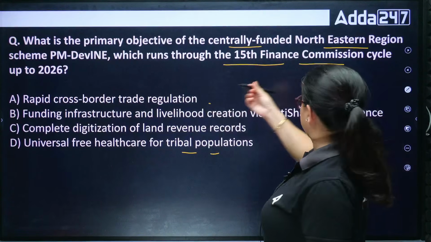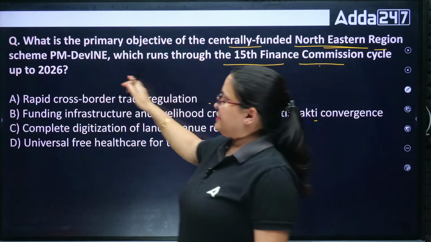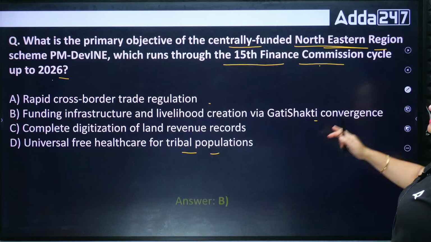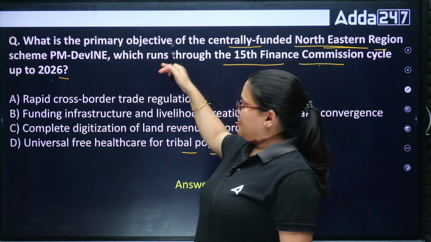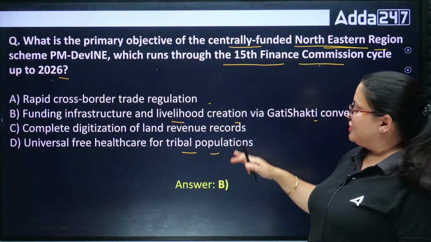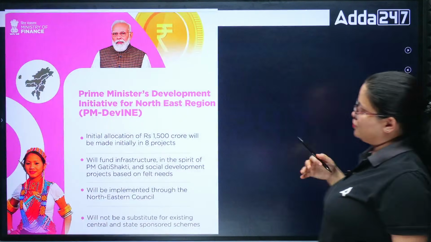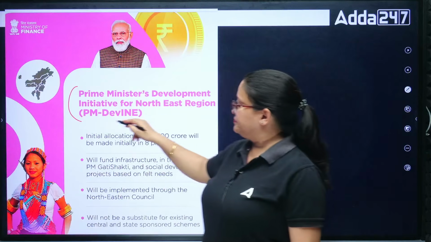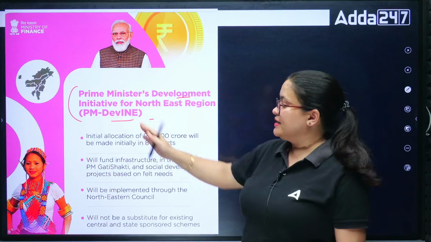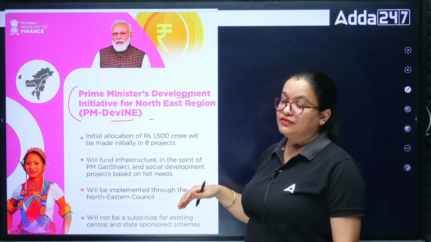So as I have mentioned here, this particular scheme is for the northeastern region only and it is valid till 2026. PM-DevINE. I am showing you a few important points. The answer is this. The main objective of this particular scheme is funding infrastructure and livelihood creation via Gati Shakti convergence. So let's go through a few more points. DevINE full form: Development Initiative for Northeastern Region. DEV means development, and the rest is of the northeastern region.